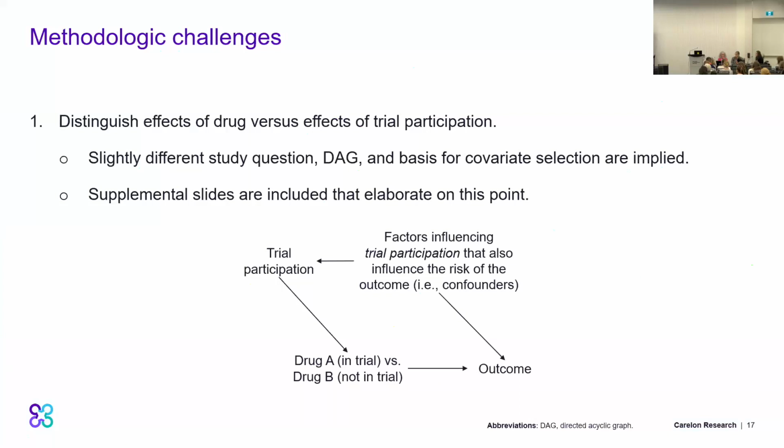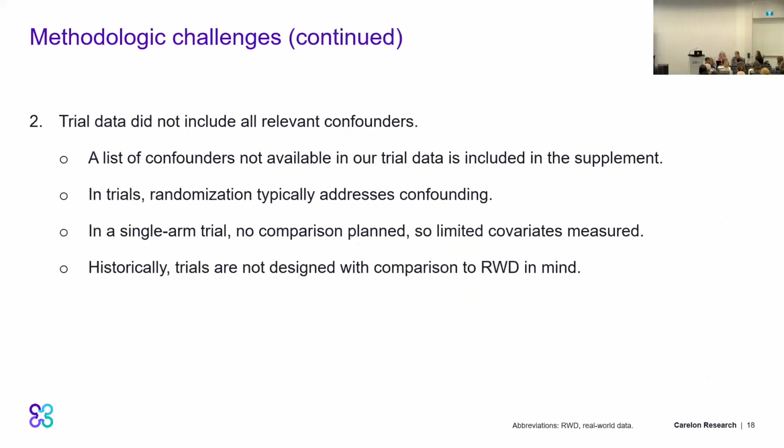Methodologically, a key challenge had to do with covariates. You'll see challenges 1 and 2 are both covariate related. First of all, we have to distinguish the effect of the drug versus the effect of trial participation. The confounding structure and the covariates that we might be interested in as epidemiologists may differ from a typical pharmacoepi study where we have drug A versus drug B, both prescribed in a clinic in the real world. What we're thinking about now is, why did this patient not participate in the trial? What might some covariates that relate to that be? So it's a slightly different DAG, and one might want to collect different covariates than originally thought.